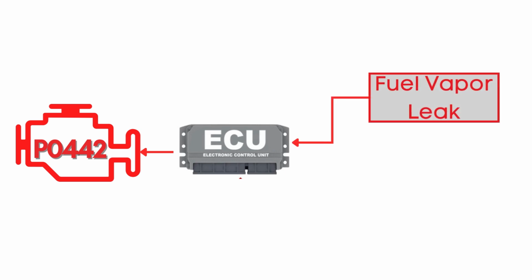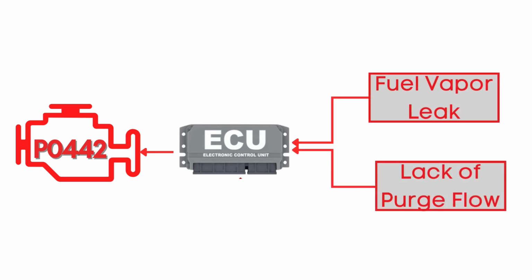This code gets triggered when the ECU detects a condition in the EVAP control system that indicates a fuel vapor leak or a lack of purge flow in the system. In simple terms, it means the system has detected a small leak in the fuel vapor containment system.